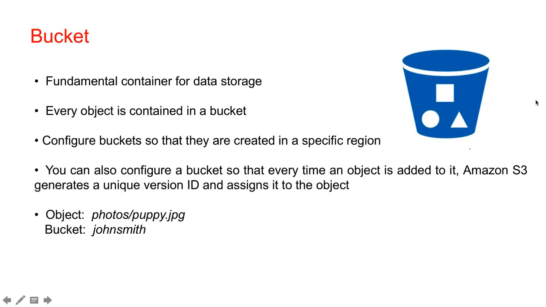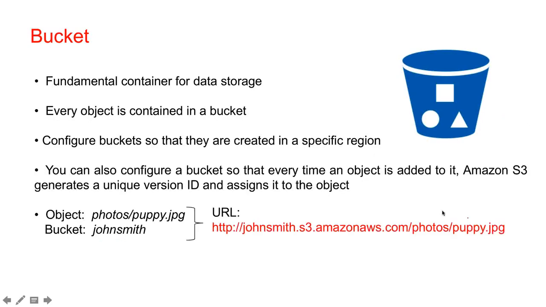For example, you upload an object called photo/puppy.jpg, and the bucket name is John Smith. In that case, you will get the URL for that object in this kind of format. So for every object that you upload to the bucket, it generates a URL or a link for you to access. Whenever you click on this URL, you can access the object through the internet.